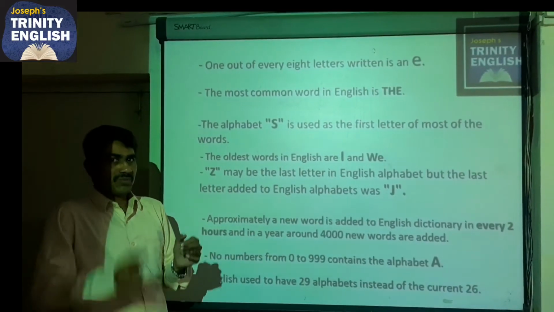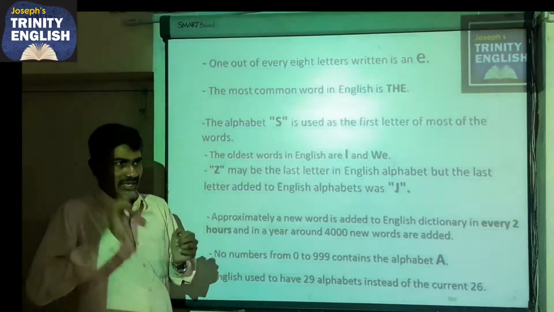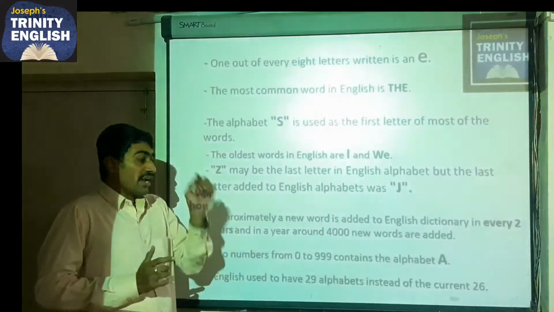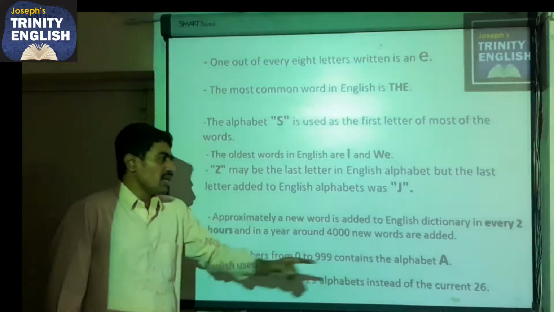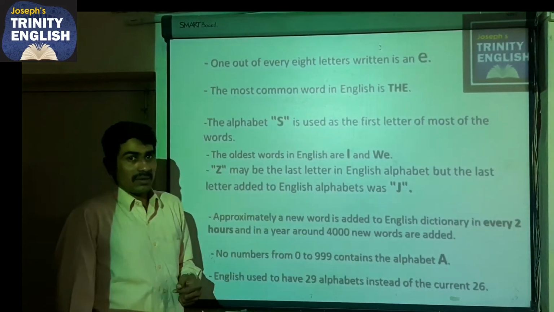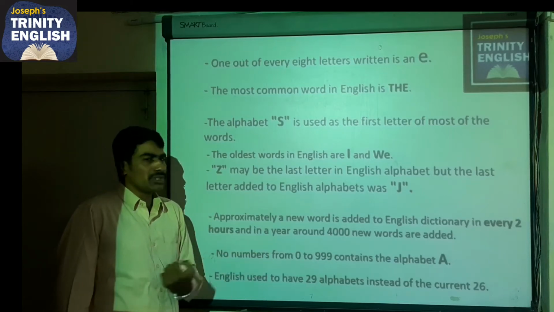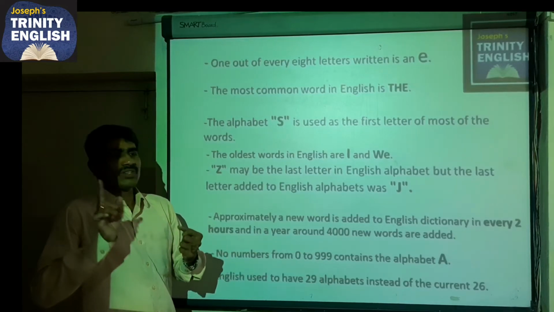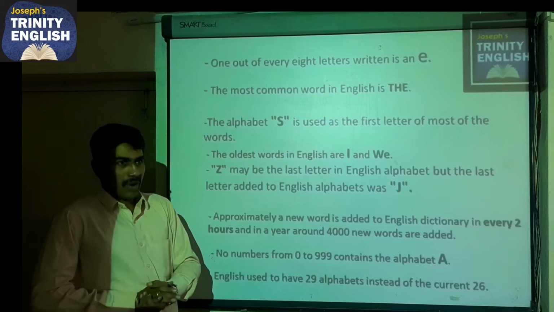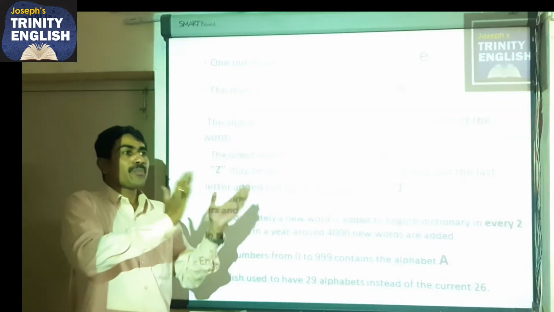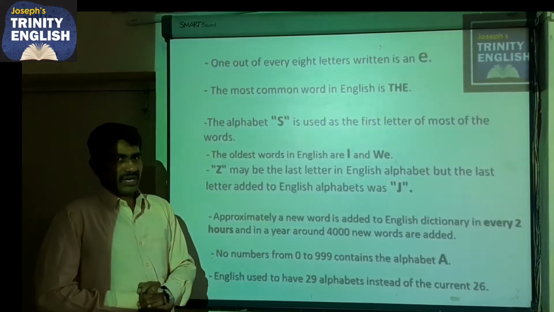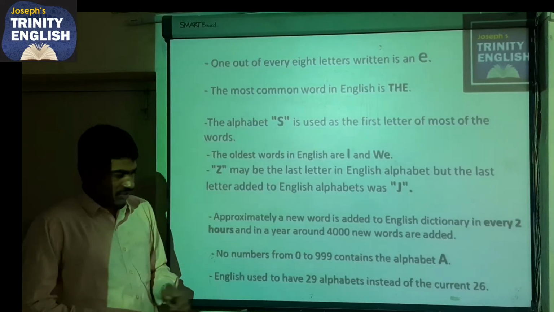In the numbers from 0 to 999, which is 1000 numbers, not even a single word includes the letter A. English is used with an alphabet of 26 letters, but previously the English language had 29 letters in it.